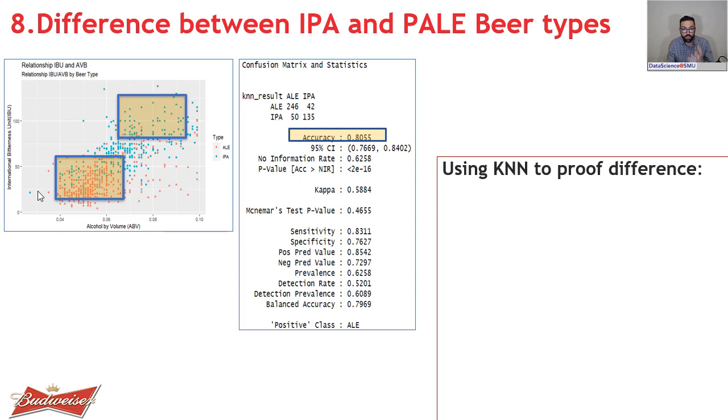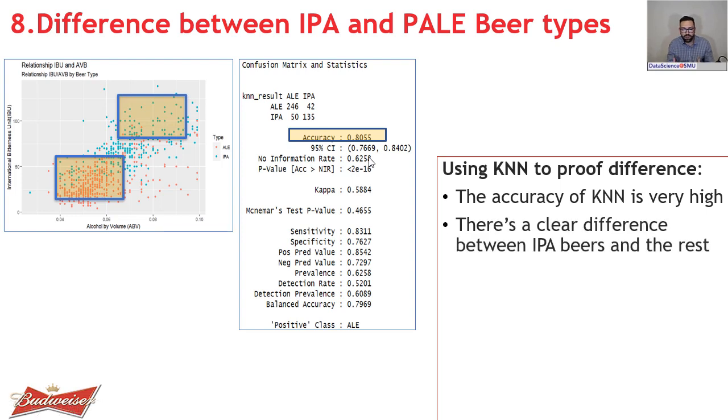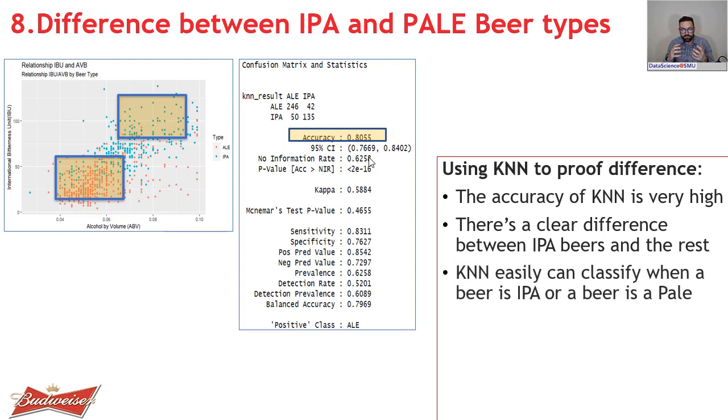Okay, we also use the KNN algorithm in order to confirm and prove this difference. The accuracy of the KNN algorithm is very high when we consider ABV and IBU as input in the algorithm. The accuracy is almost 81%. So, as a result of that, KNN could easily classify both groups of beers, right? So, because of that, we state that there's a clear difference between both groups of beers in terms of ABV and IBU.